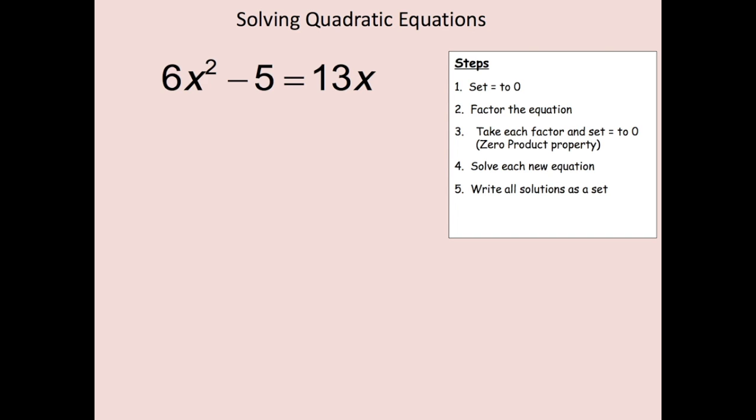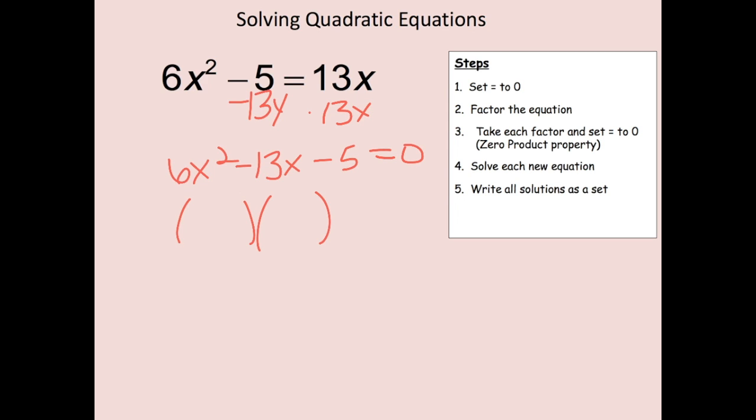Alright, we're going to try a second example. 6x squared minus 5 equals 13x. It's not set equal to 0, so the first step is going to be to subtract the 13x from both sides. And that'll give us 6x squared minus 13x minus 5 equals 0. I went ahead and put the negative 13x in between so that it would be set up to factor. So now again, we're going to go off and factor this. This will factor into 2x minus 1 and 3x minus 5.